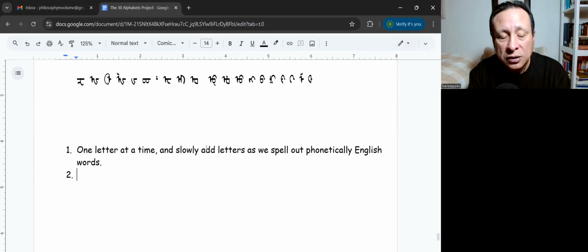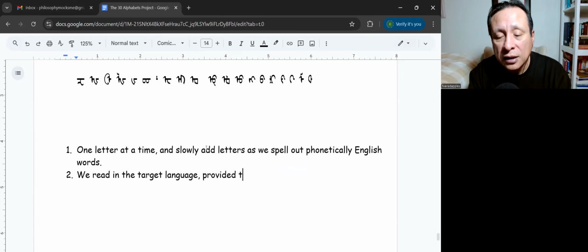Then we read in the target language, provided that we have a Latinized transliteration. Is that the right word? Transcription, transliteration. Let's call it transliteration. You know what I mean? Just like the Romaji of Japanese, but applied to the other languages.